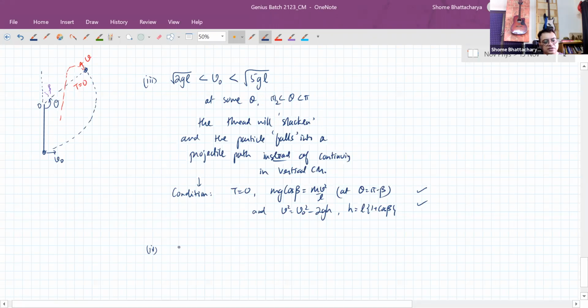So the fourth and final condition is that if V naught is greater than or equal to root 5 GL, this is the condition for it to complete circular motion.